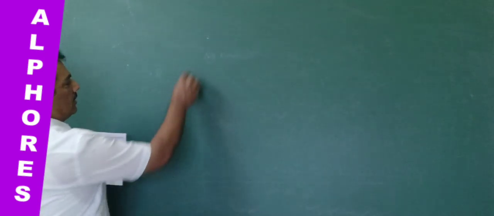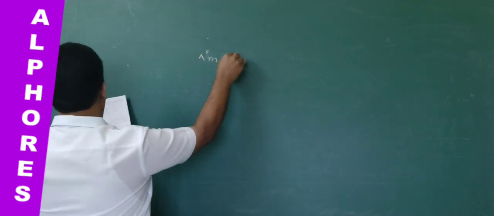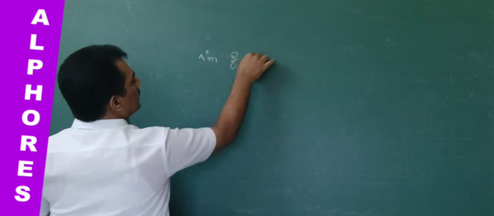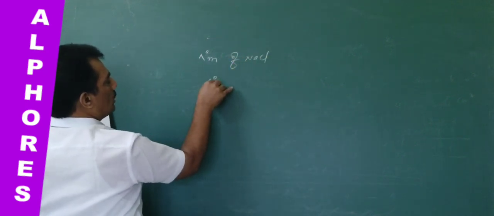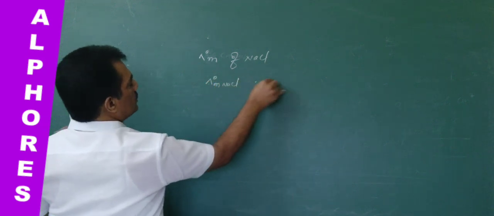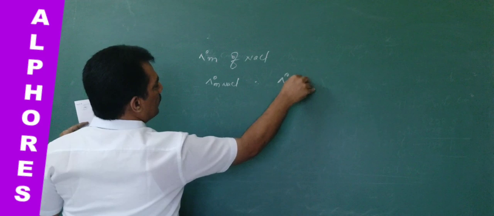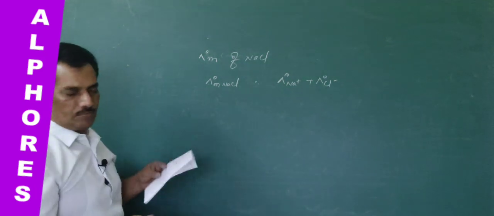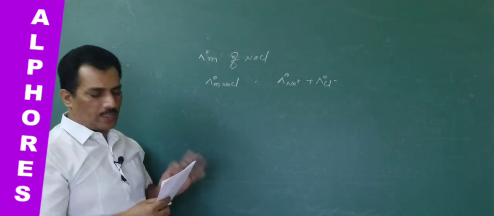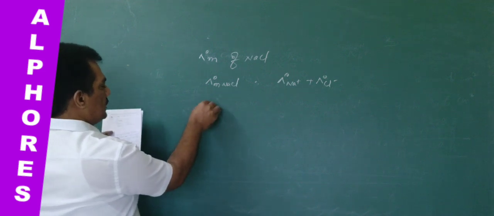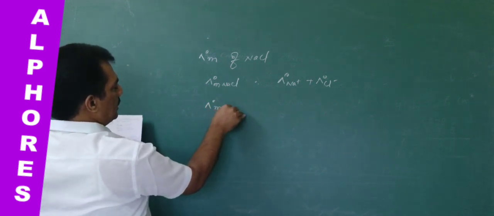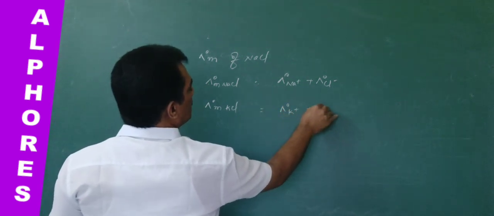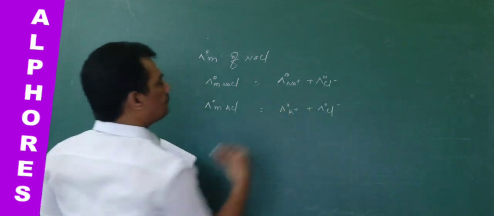What they are providing here is lambda naught m, that is nothing but, you know, the molar conductance of NaCl is given, which is nothing but lambda naught Na plus plus lambda naught Cl minus, as per Kohlrausch equation. Clear? And in another one is given, that is lambda naught m KCl, the molar conductance of KCl, which is lambda naught K plus plus lambda naught Cl minus.